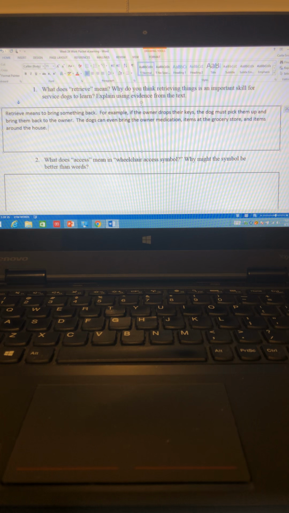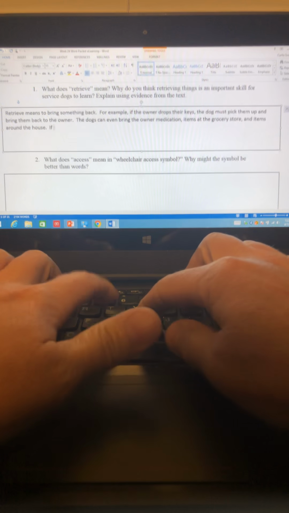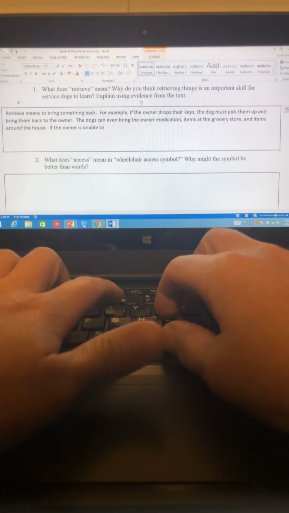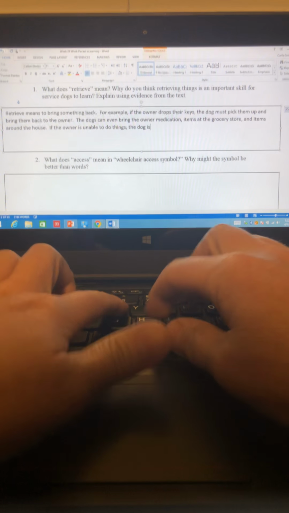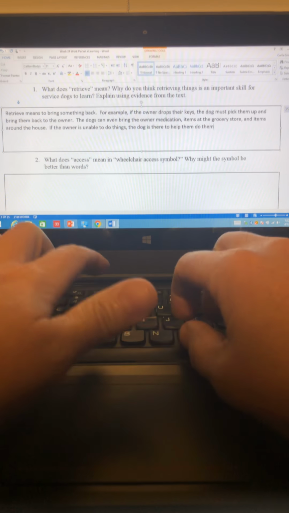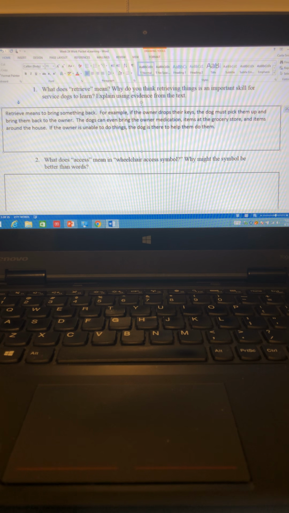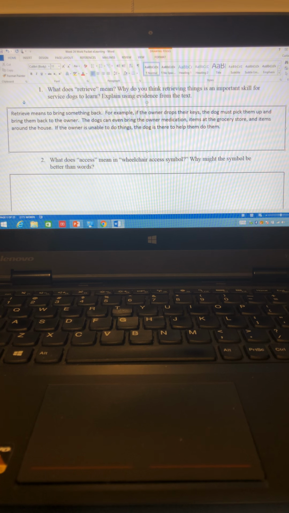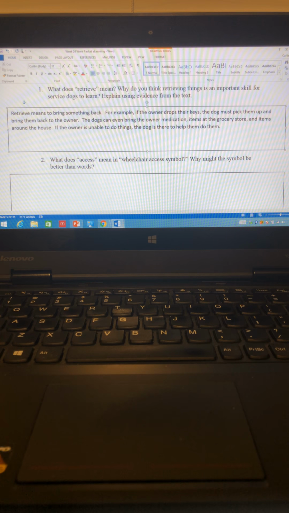So if I'm looking at number one, retrieve means to bring something back. For example, if the owner drops their keys, the dog must pick them up and bring them back to the owner. The dogs can even bring the owner medication, items at the grocery store, and items around the house. Now, we have to make sure we finish that question. Why is this an important skill? If the owner is unable to do things, the dog is there to help them. So we have to make sure we answer the complete question and give good details to explain it, so that the answer is complete.